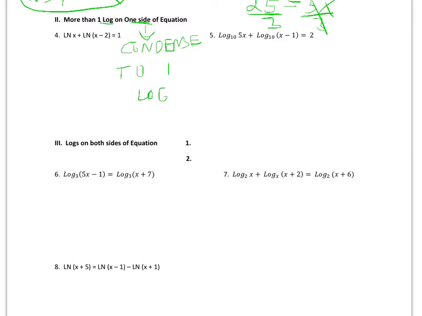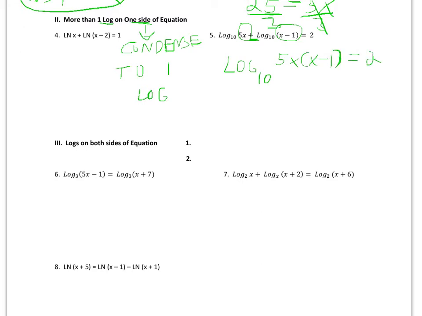Okay, so we're just going to do number 5. So if I look at the left side, that's where I have the logarithms. I want to condense this to just one logarithm. So I'm going to keep the same base at 10. And then when I condense, since this is adding, when I condense it, the arguments 5x and x minus 1, I'm going to multiply those. So it's going to be 5x times the quantity of x minus 1 equals 2.